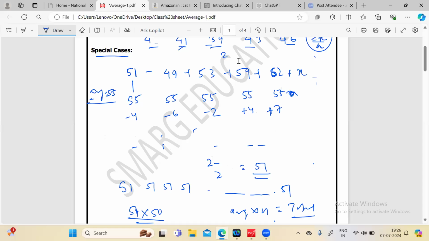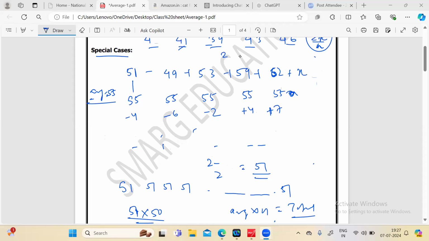So now, did everyone understand this? We wanted to rearrange all the numbers so that everyone becomes 55. Okay. So in order to make 55, we need to give 51 4, 49 6, 53 2, and I'll be getting 4 from 59 and 7 from 62.